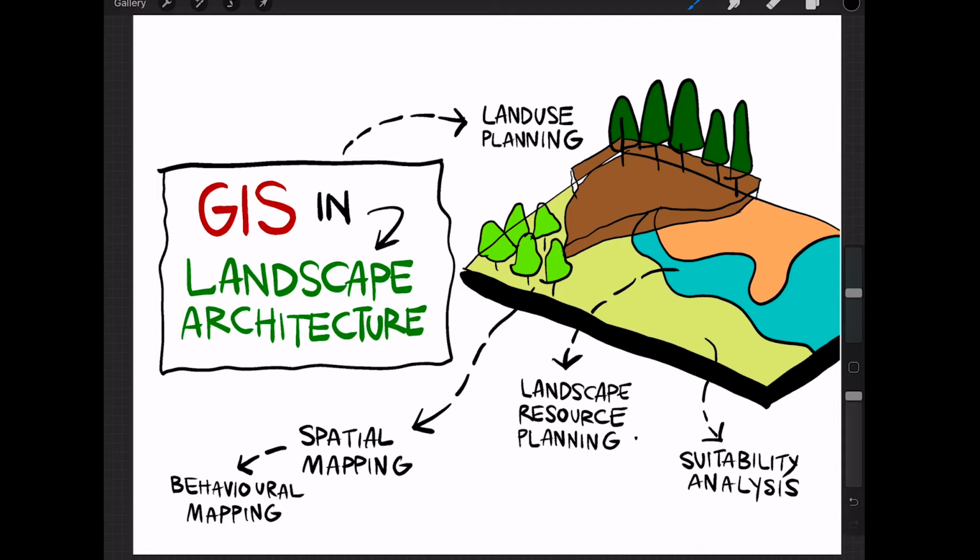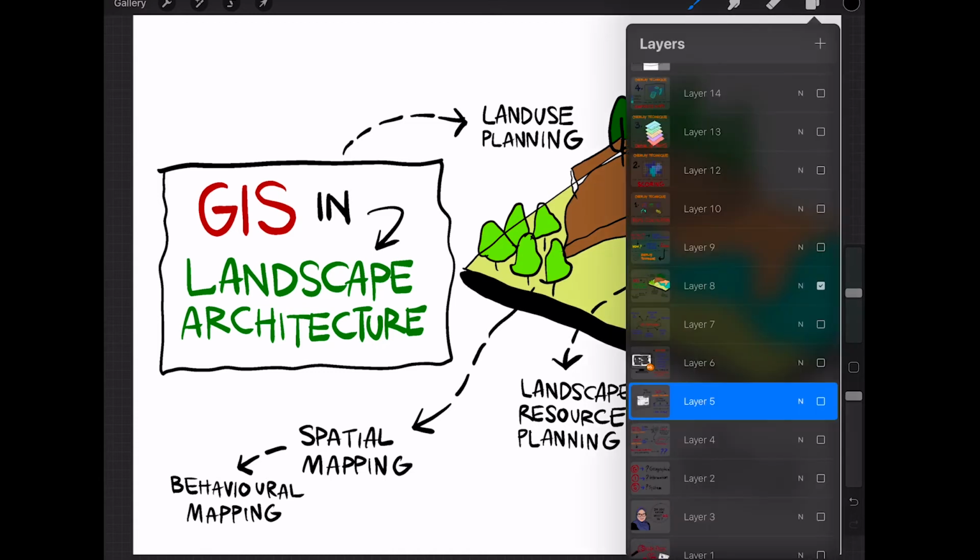You can also use GIS for behavioral mapping. For example, you want to see how open spaces are being used by the users. You want to map where the most frequently used spots are. You can use GIS for that as well. I hope it is clear how GIS can be merged or applied into our discipline.